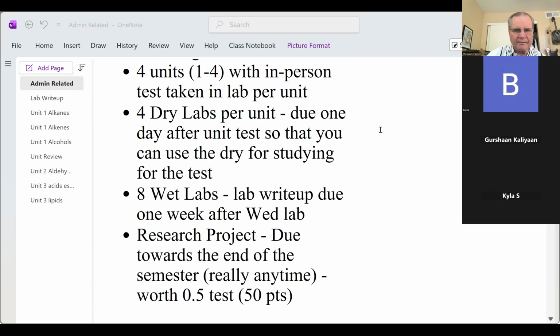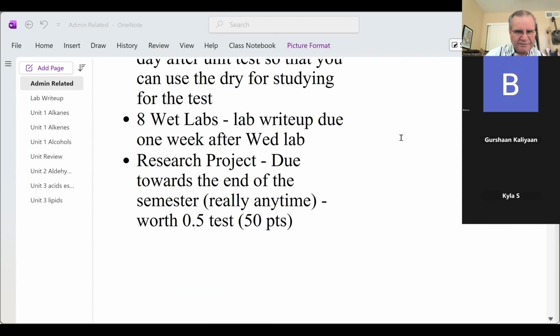There'll be 4 dry labs, 1 per unit. Now, those are all due the day after the test, so you can use the dry labs to help you study for the test. My revision of the dry labs is to help you study for the tests. There'll be lots of practice problems. We're going to have 8 wet labs, and for those there will be an elaborate lab write-up. And for those of you who had me for 305, it's the same lab write-up.